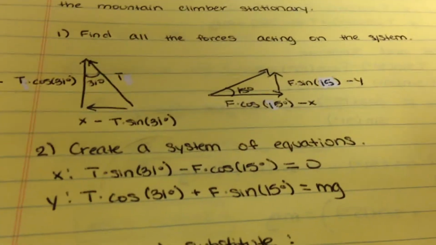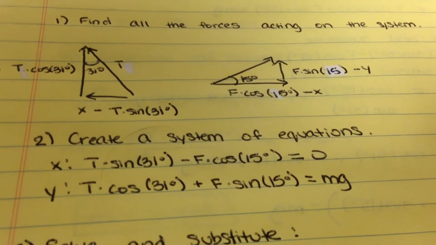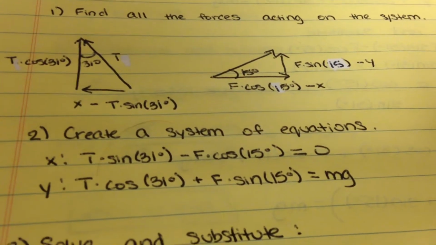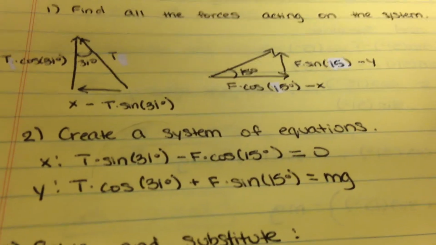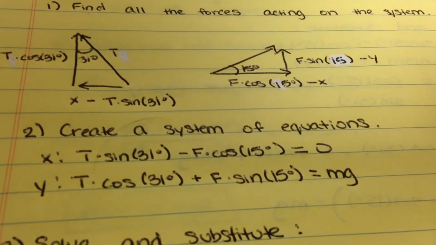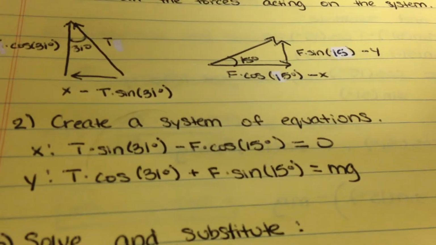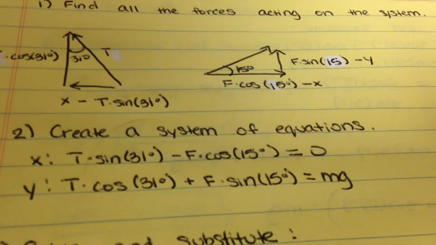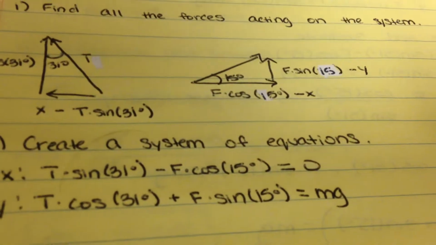So then the second component is to create a system of equations. Well, the mountain climber isn't moving horizontally. In fact, it's not moving at all. So in the x direction, given that the tension force and the force of the mountain climber act in opposite directions, you can write an equation saying that the magnitude of the tension in the x direction minus the force in the x direction is equal to 0.